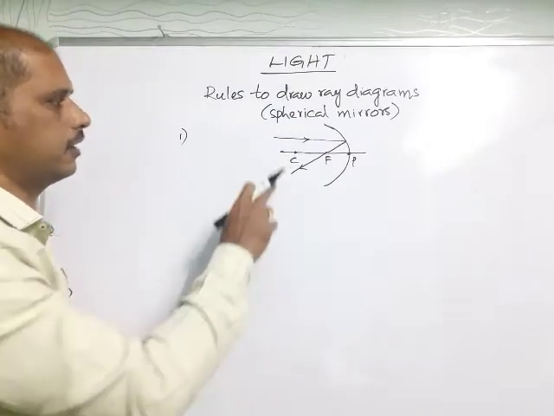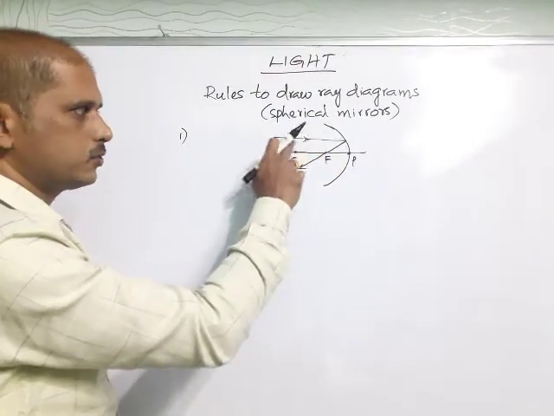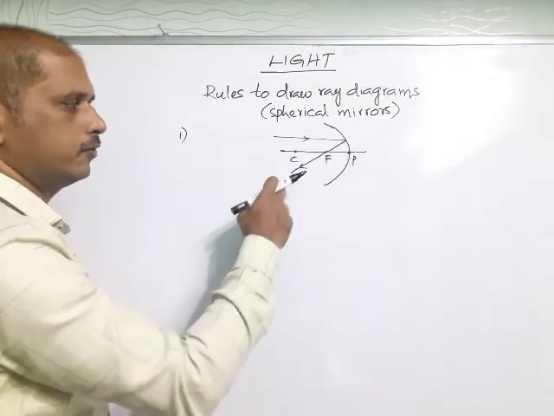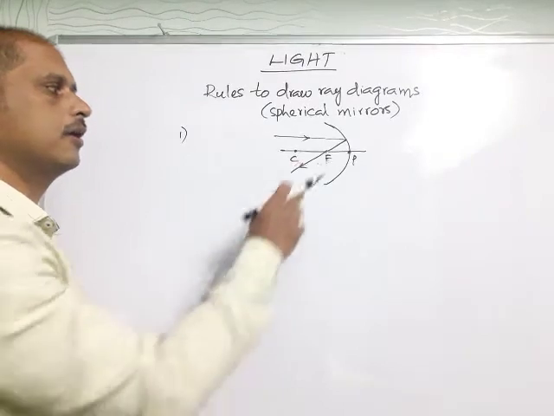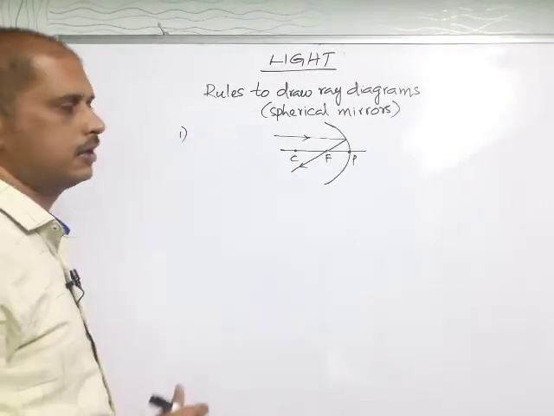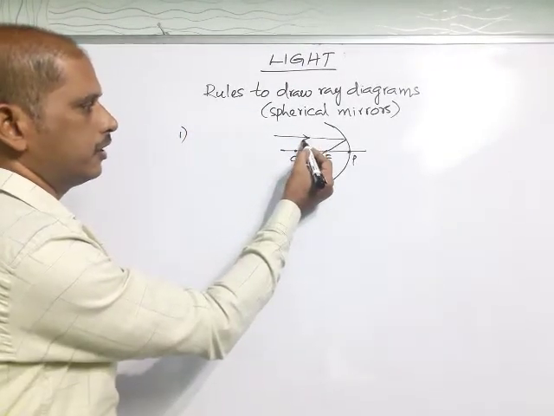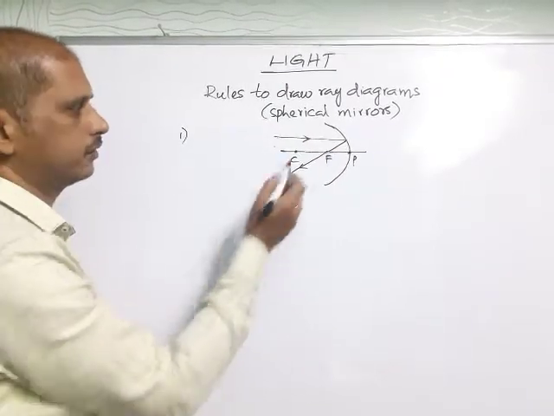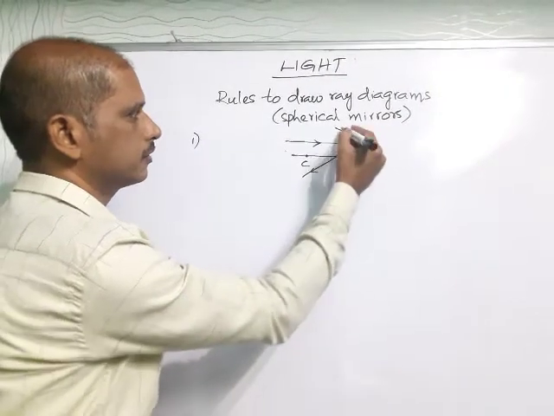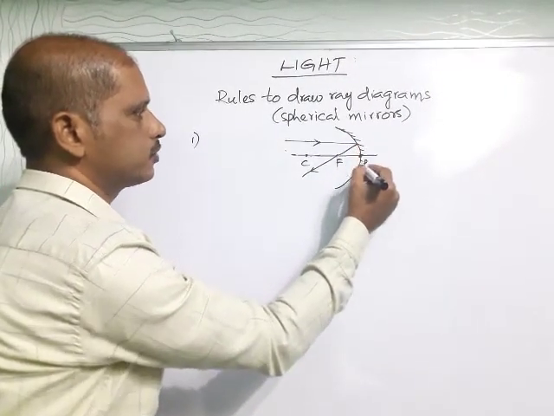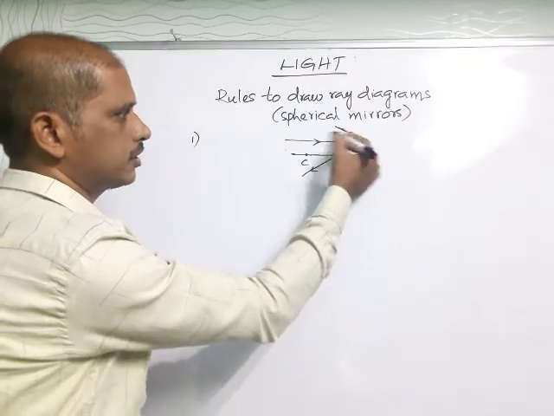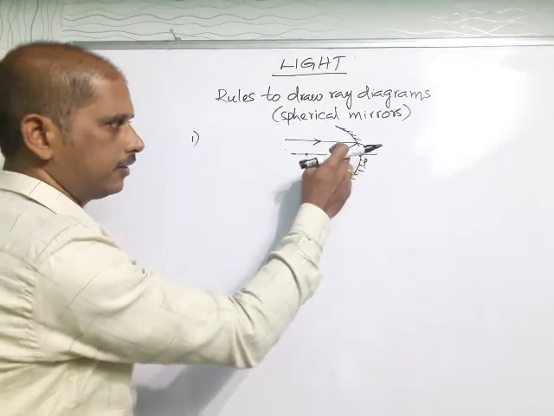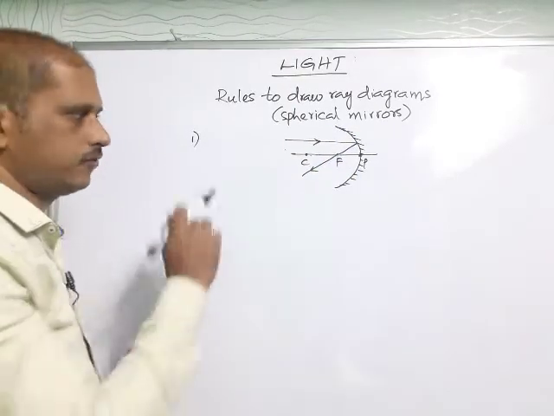Whenever you take a light ray which is passing parallel to the principal axis, compulsorily you have to draw the reflected ray passing through the focus. Here, to show the ray, you have to compulsorily mention it with an arrow mark. This arrow mark is showing the direction. This side is coated, so the other side works as a reflecting surface, and it reflects back the light ray passing through the focus. This is the first rule.